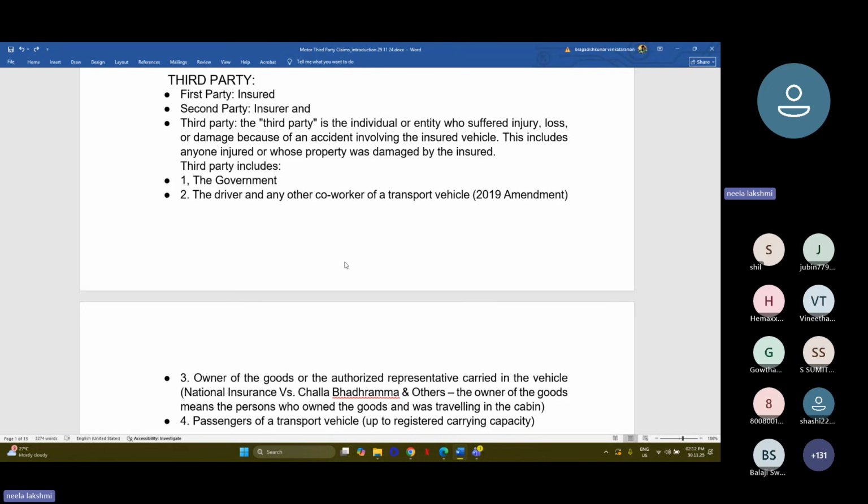For example, if the motor vehicle insured by us hits a railway track or an EB post, electric post, we are compensating the government agencies. Because we are treating that damage sustained by the government, and we are treating them as the third party, and we are compensating them. So government is also a third party. The driver, any other co-worker of a transport vehicle is also a third party as per the 2019 amendment.